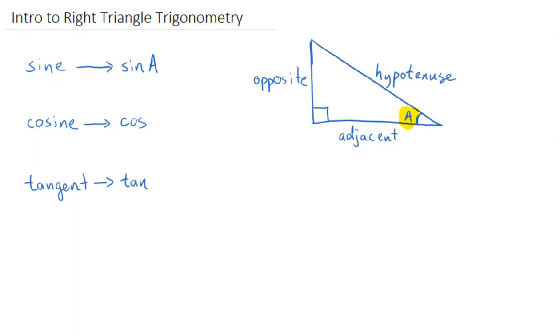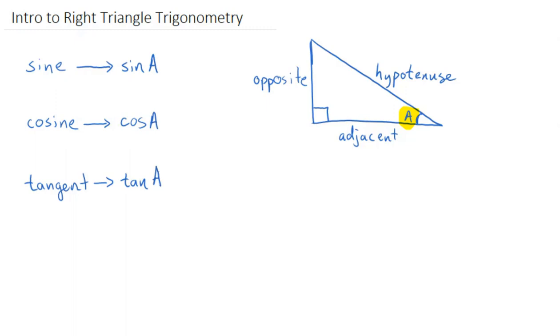And so we don't just talk about sine. That doesn't really make any sense. We would talk about the sine of angle A, or the sine of angle B, or whatever our angle is, but you have the sine of something. It's not just sine. Same thing with cosine and tangent. They need that input.